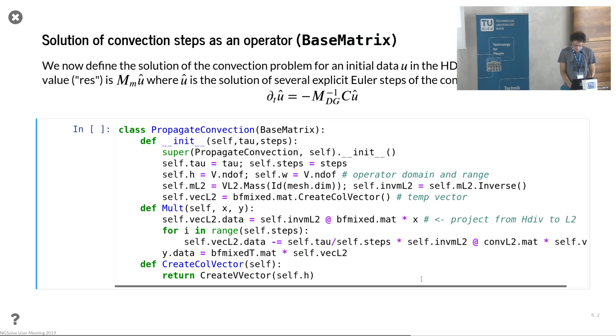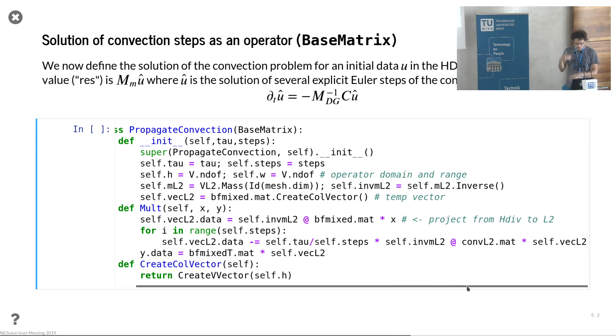And then on this, we just apply the simple explicit scheme in a similar manner to what we saw before. So we have the convection application, we have the inverse mass matrix, some sub-time steps, and so on. And then we have the solution after several time steps in the L2 space, which we project back into the HDiv space, or the product space, which is then happening here with the BF mixed transpose.